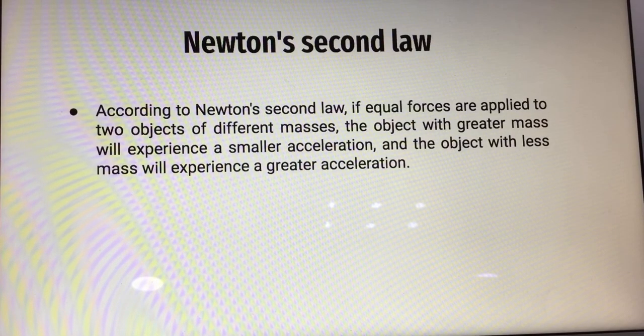And Newton's second law states, if equal forces are applied to two objects of different masses, the object with the greater mass will experience a smaller acceleration and the object with less mass will experience a greater acceleration.